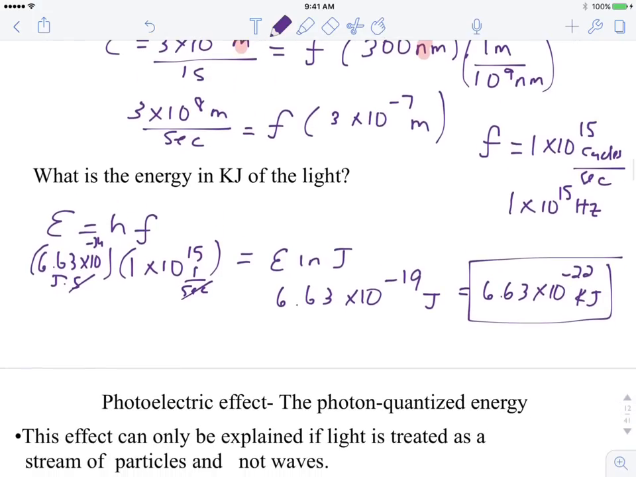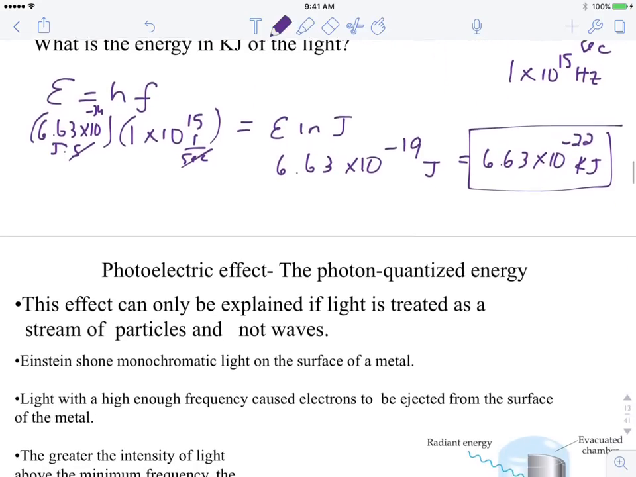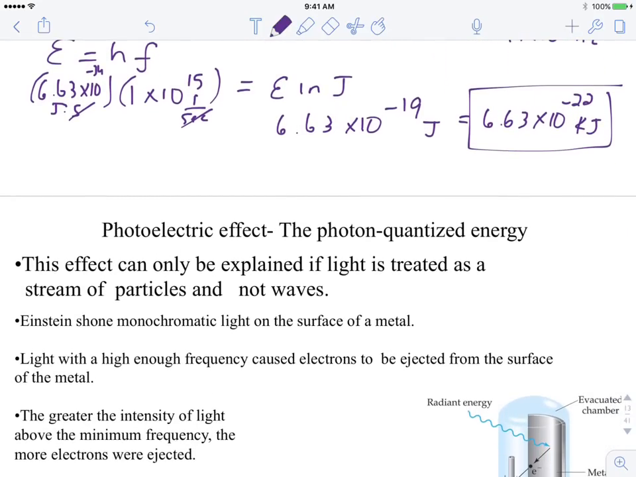Now let's go back and talk a little bit about what Einstein did in order to really understand what it means to have particles of light. His famous experiment is called the photoelectric effect. This effect can only be explained if you are treating light as if it was a stream of particles and not just waves.